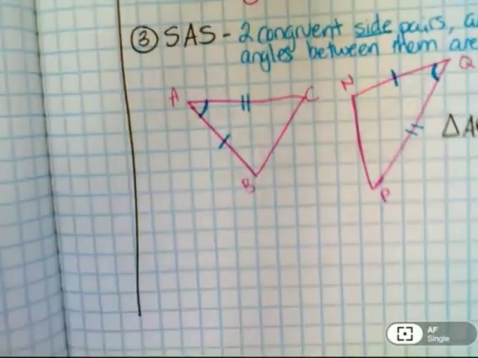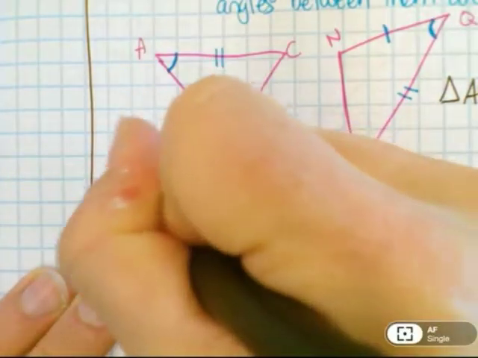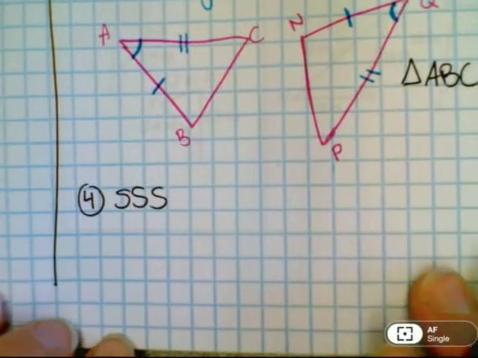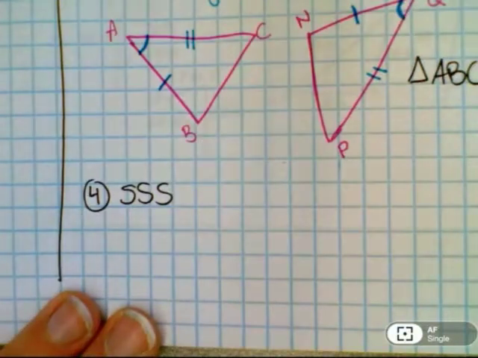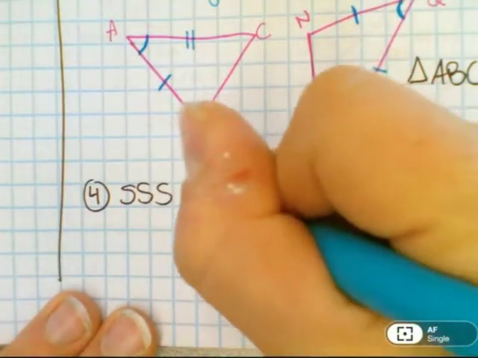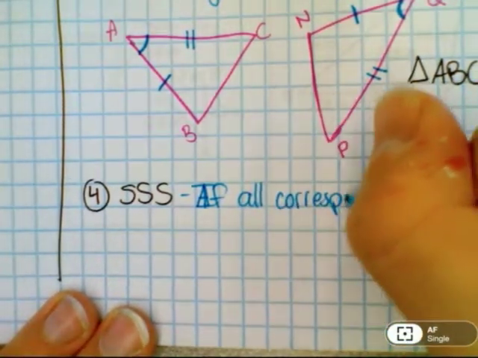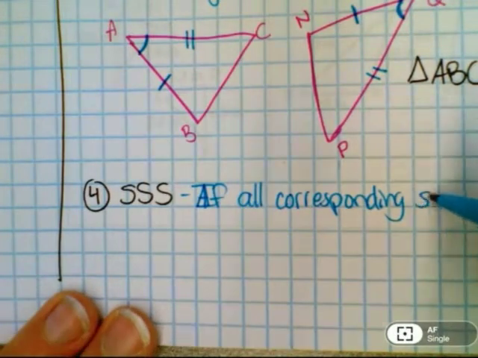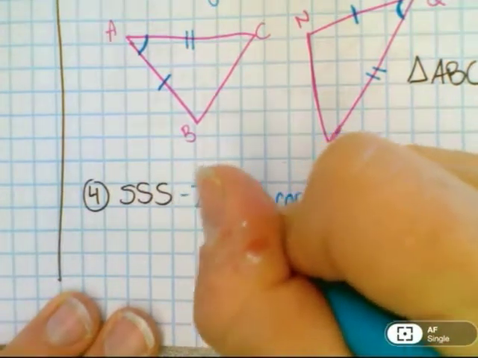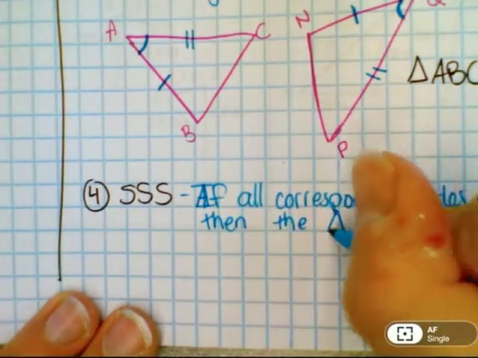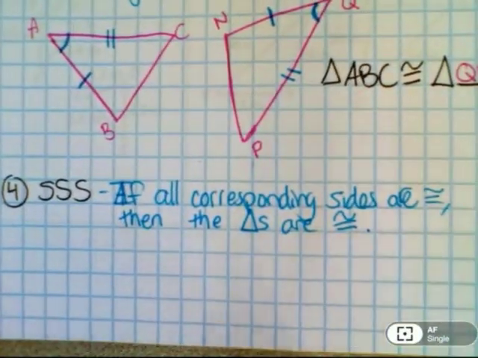And then there's one more shortcut, and this is actually the easiest one that exists, SSS, and that stands for side, side, side. And this is super easy because it simply means that if all corresponding sides are congruent, then the triangles are congruent. And it's very easy to spot when you have side, side, side.